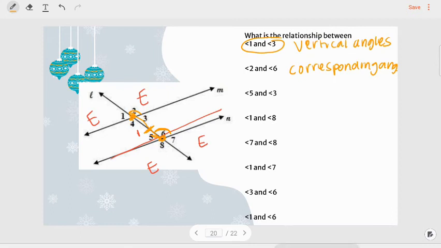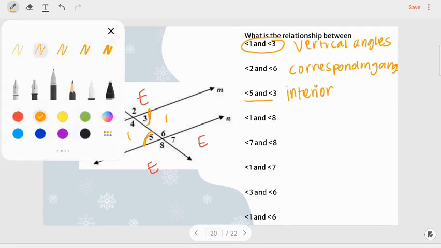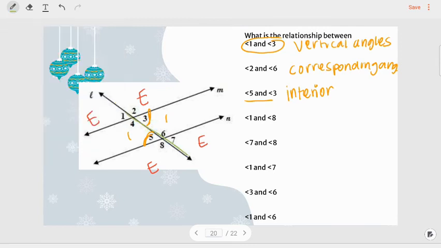And I ran out of room. Angle 5 and angle 3. This time they're both on the interior, so I'm going to write interior. And then I'm going to say to myself, okay, they're both on the interior. Are they on the same side of the line, or are they on alternate sides? When we're looking at the same side of the line, we're looking at that line cutting the interior in half. They are on alternate. So interior, alternate.